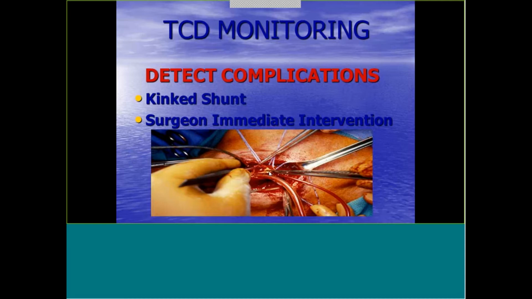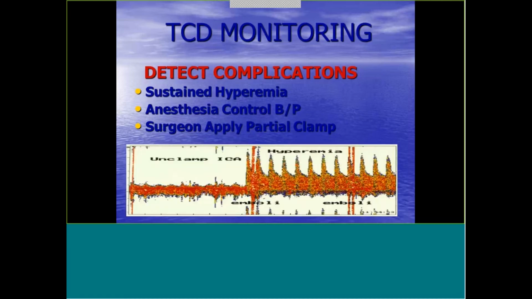Okay, so the other complication is a sustained hyperemia. So, when the surgeon restores flow to the brain, you talk to anesthesia. What's your blood pressure now? I mean, my flows are huge. And they'll say, well, hold on, I'm trying to get it down, or I don't know what's wrong. Your blood pressure is back to what it was pre-op. And so the surgeon then will apply a partial clamp to the vessel, let the patient's brain calm down a little bit and get used to having a lot of flow going up there now.